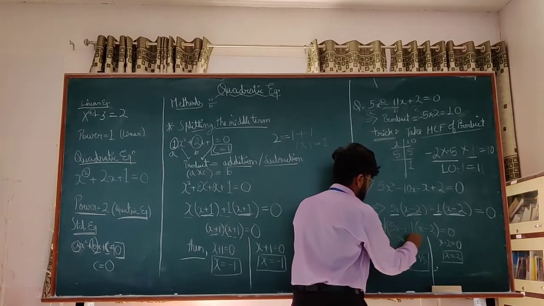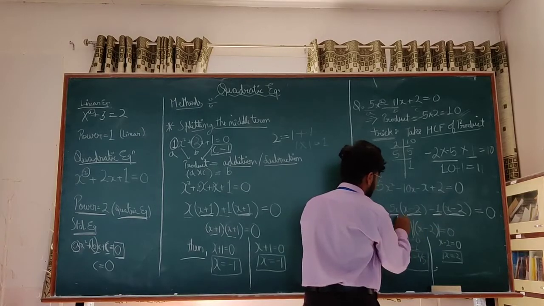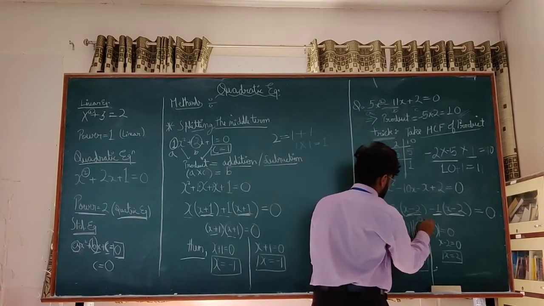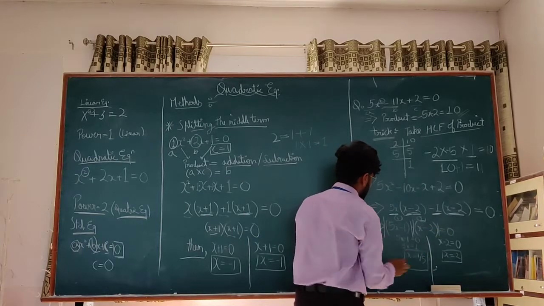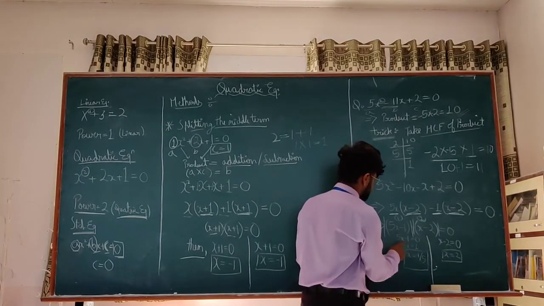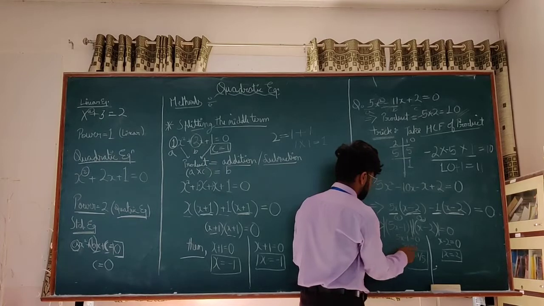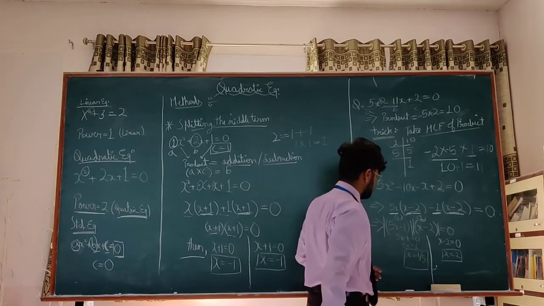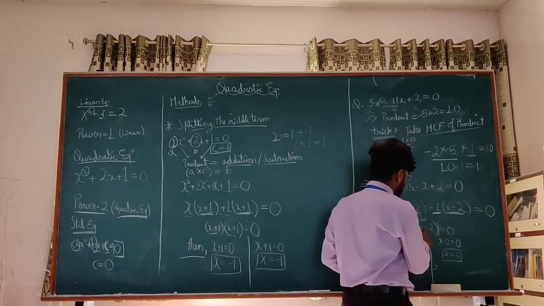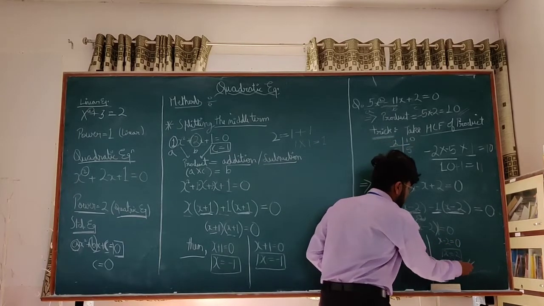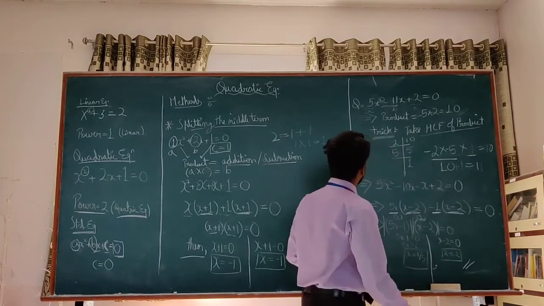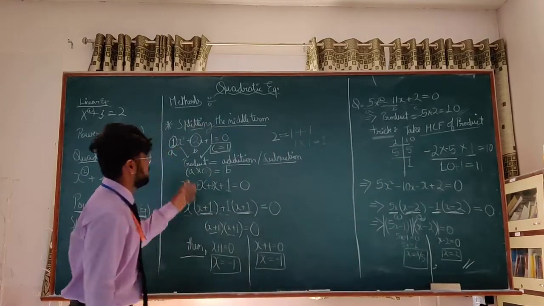First I'll calculate this one and then this one. First and then second. So this is the first question. We assume that the product is equal to 0. 5x minus 1 will be 0, 5x is equal to 1, and x equals 1 by 5. Simple. And now this one, x minus 2 is equal to 0, x equals 2. So that's how you calculate quadratic equation values by splitting the middle term. Thank you.